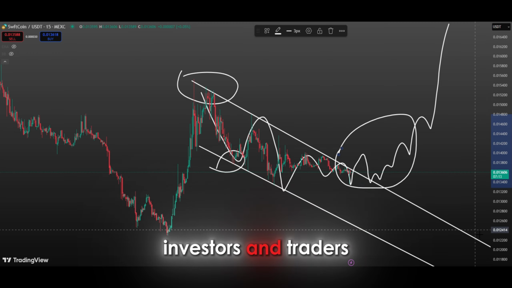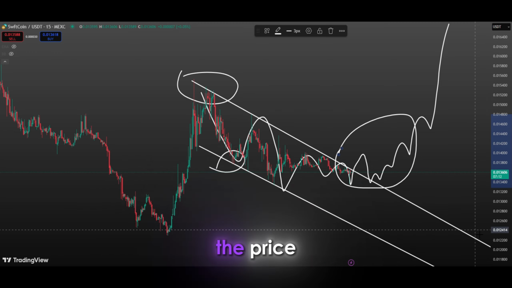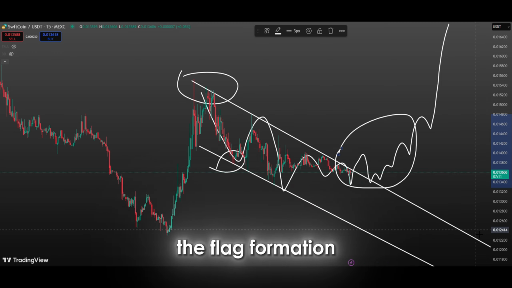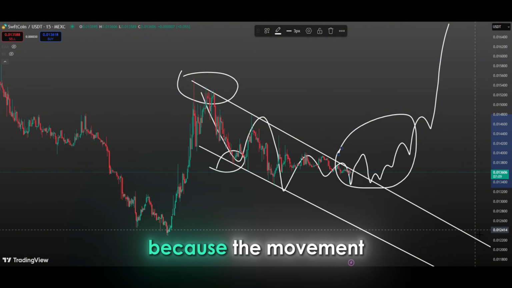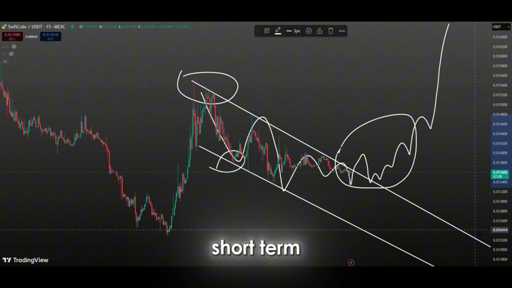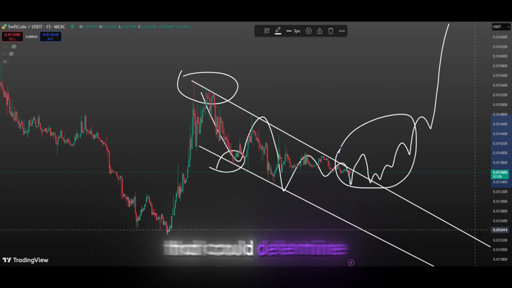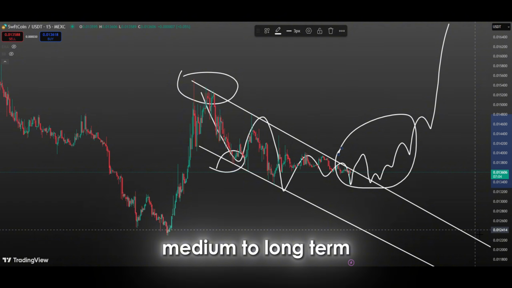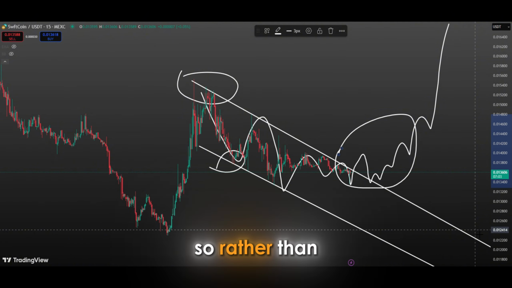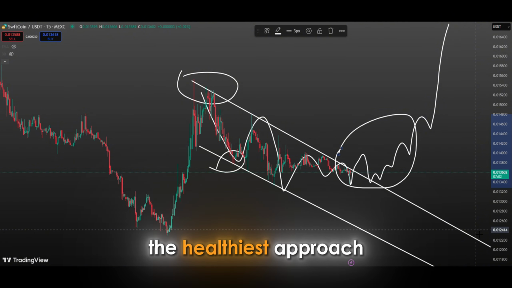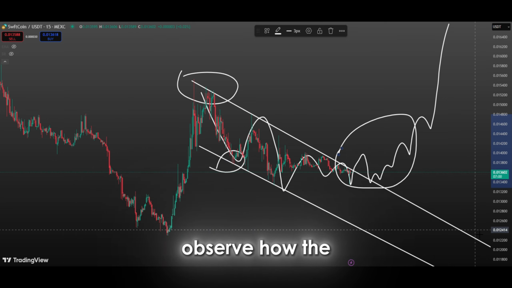For this reason, investors and traders need to closely monitor how the price reacts to the upper band of the flag formation right now. Because the movement here may not just be a short-term fluctuation. It also has the potential to generate a strong signal that could determine the price direction in the medium to long term. So rather than making rushed decisions, the healthiest approach is to patiently observe how the price behaves in this area and to watch the candle closes that follow the breakout.